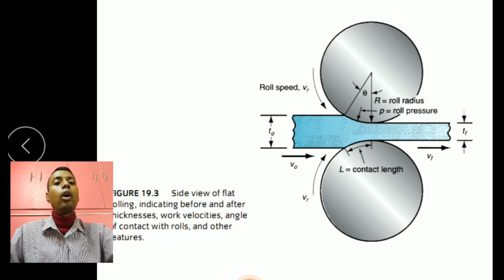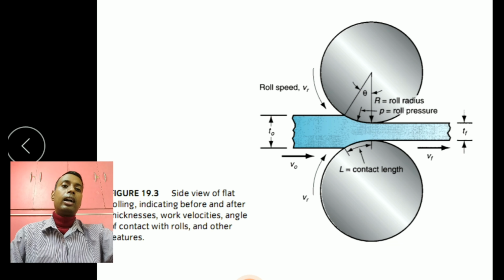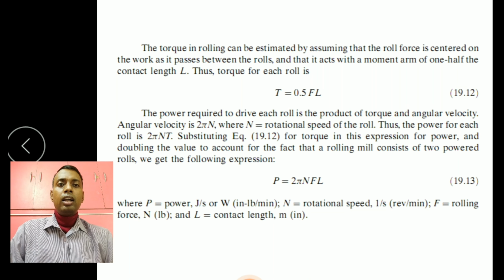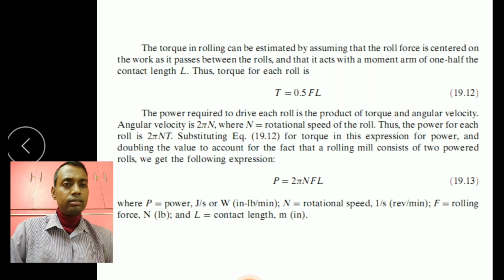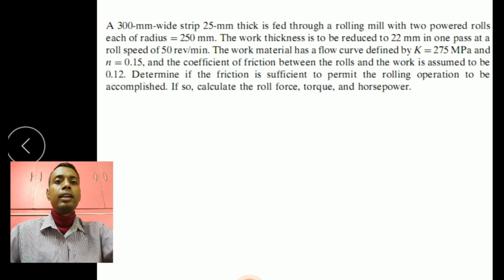This is the schematic view of the rolling application. If you see that, this is T0, this is TF. T0 is the initial thickness, and TF is the thickness after applying pressure, it will come in this way. Torque T equal to 0.5 F L. Angular velocity is 2 pi n, n is the rotational speed of the roll, so power equal to 2 pi n T. So what is the P? 2 pi n F L. Very simple formula.